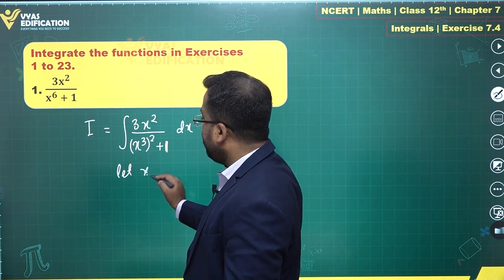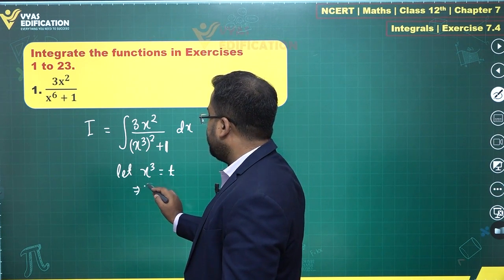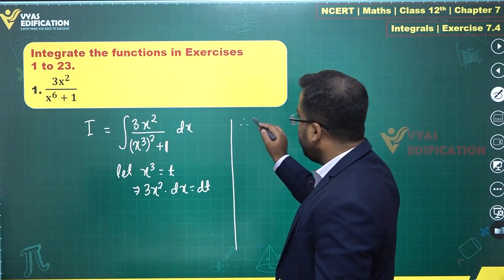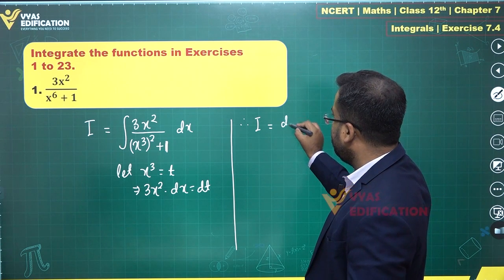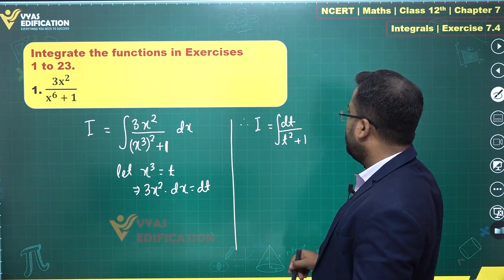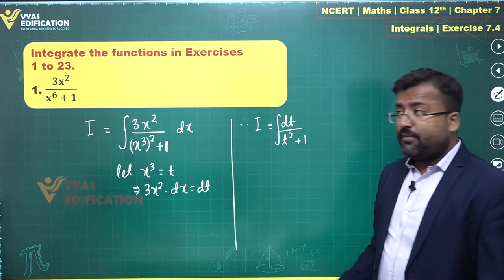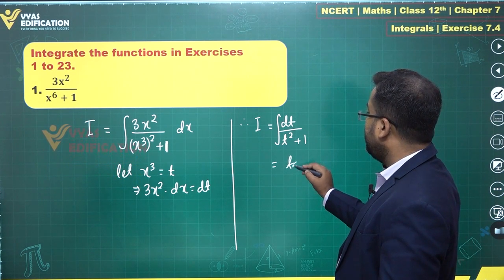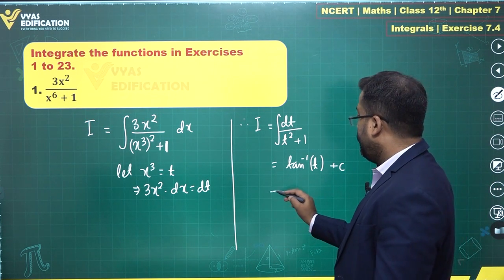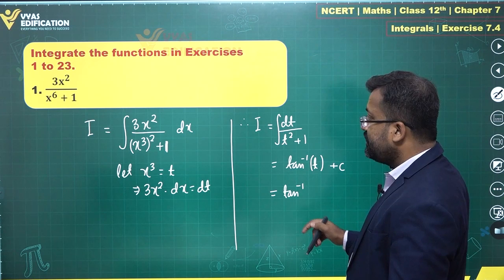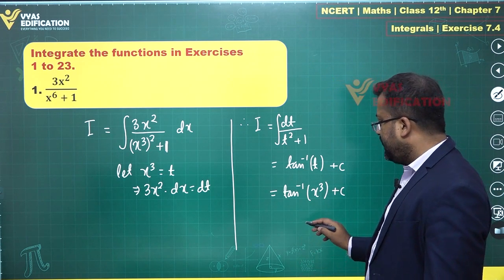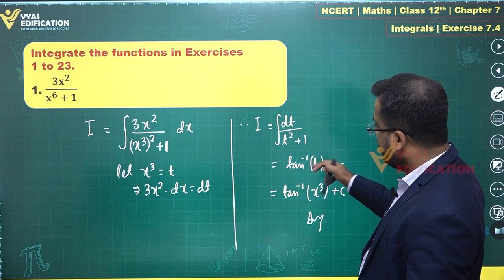So let x power 3 is equal to t, and that tells me that 3x square dx is equal to dt. Therefore, I becomes equal to 3x square dx, which is dt, upon x cube, which is t, this is t square plus 1. Okay, this is a direct formula. This is equal to tan inverse t plus constant of integration, right? Okay, and it finally leads to tan inverse of t. T is x power 3 plus c. Now this is the formula that we have used over here, and that gives me the final answer. Integration occurs at this stage.